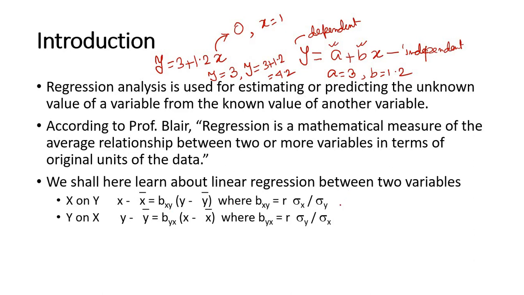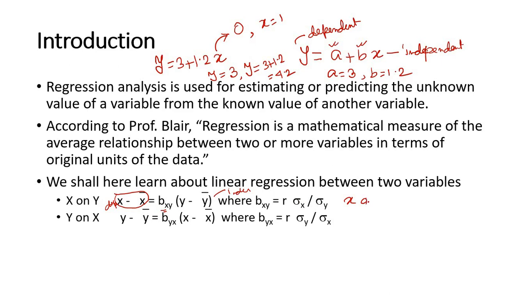Since there are two variables involved in a regression equation, we can look into it in two ways. Once we call y the dependent variable and x the independent variable, and vice versa. So this is the equation where we take x as the dependent variable and y as the independent variable. Here we see there is a constant bxy. The value of bxy is the correlation coefficient of xy multiplied by the standard deviation of x divided by the standard deviation of y. So this will give me an equation of x on y.